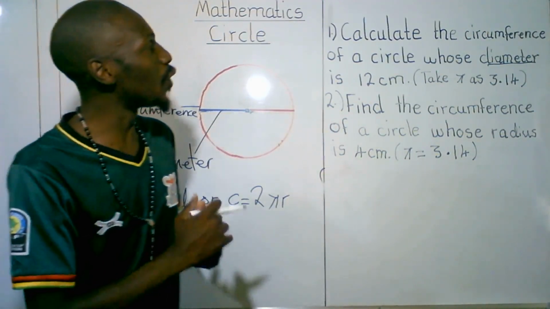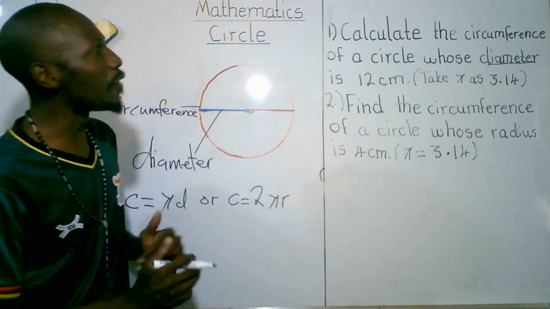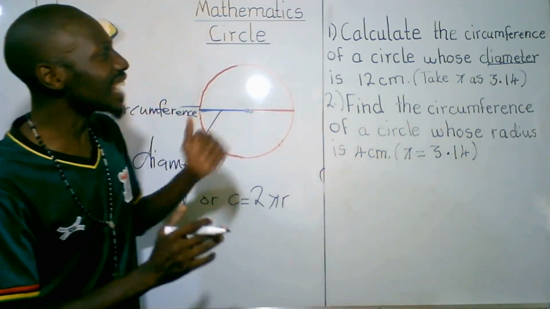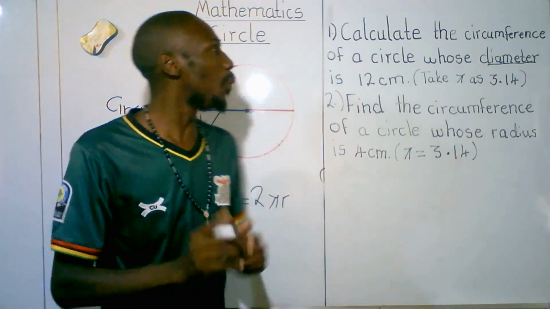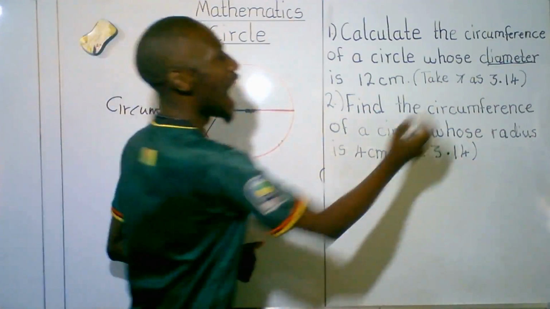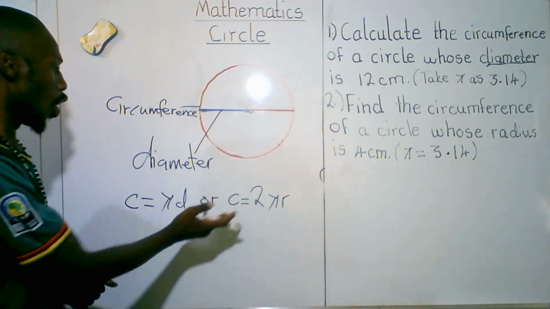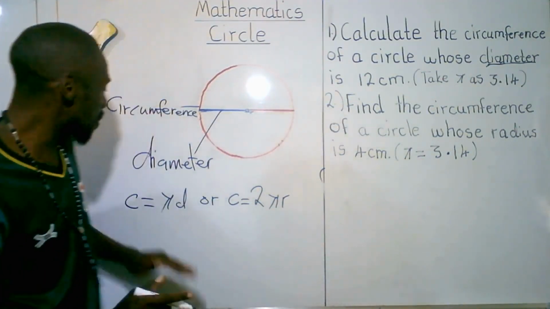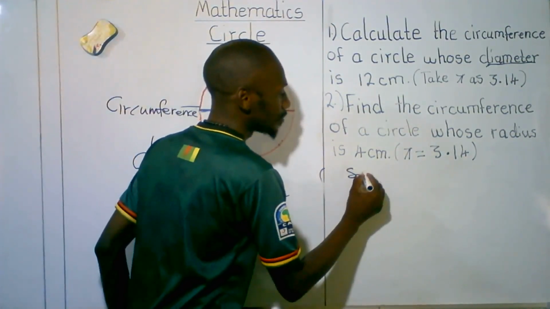Now let's take a look at the questions the way they are asked in the grade 7 final exam. Calculate the circumference of a circle whose diameter is 12. First, I need to identify what I've been given in my question. I've been given the diameter. So between these two formulas, which one are we going to use? The formula with the diameter. So we say solution.